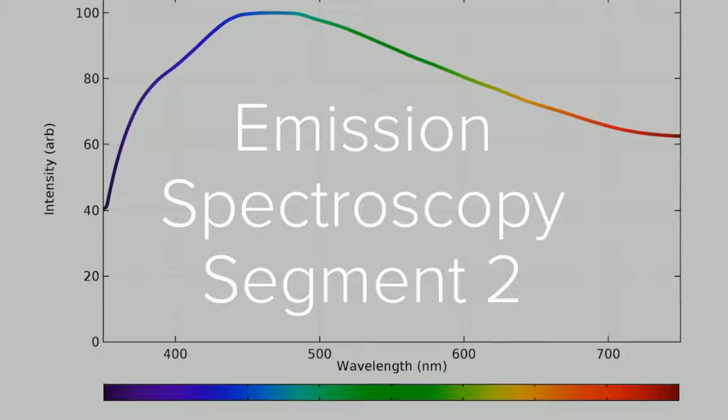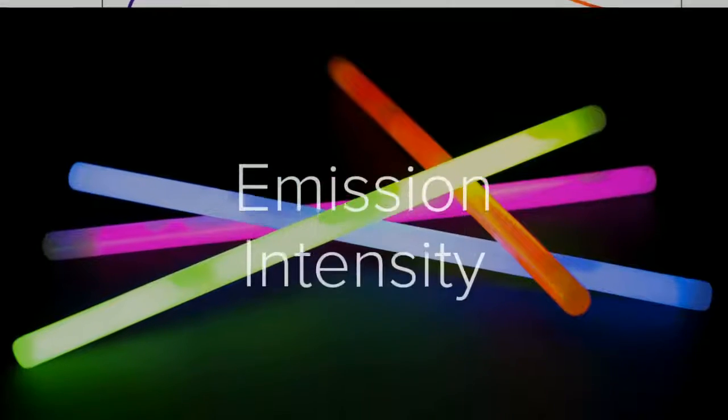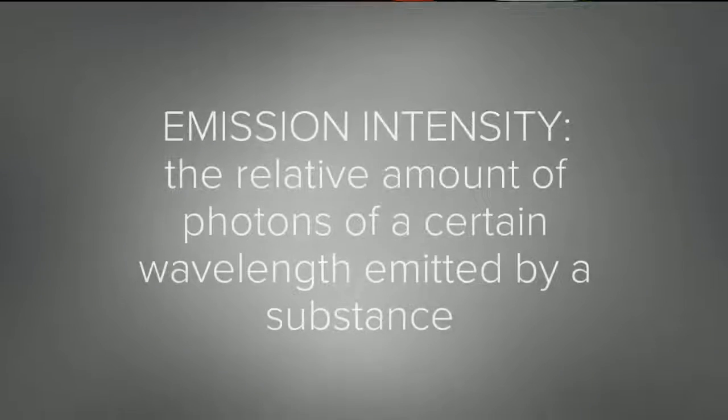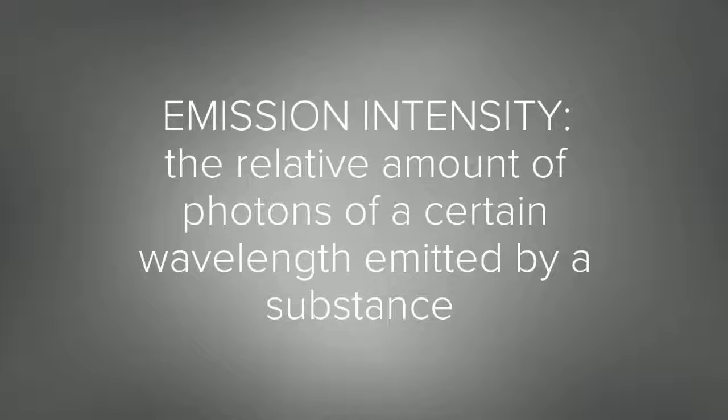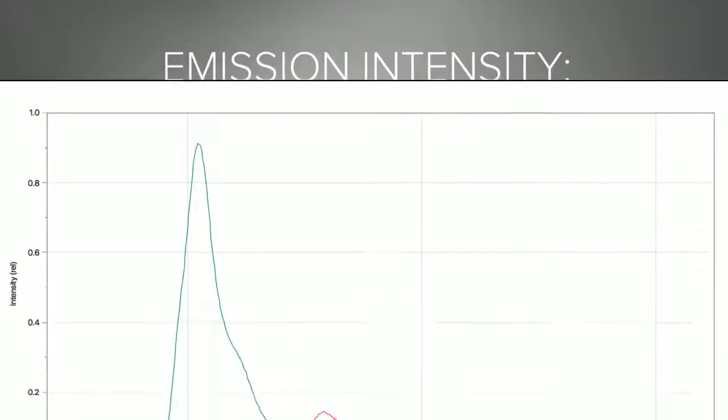and this is our presentation on the attributes of emission intensity. In terms of emission spectroscopy, emission intensity is the relative or proportional amount of photons of a certain wavelength emitted by a substance as measured by the spectrometer.